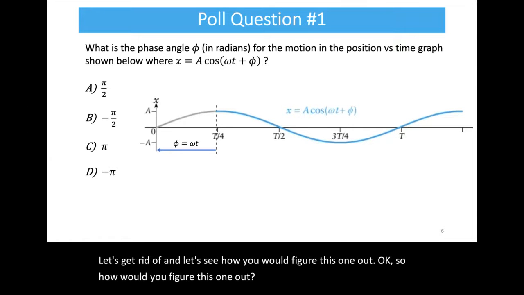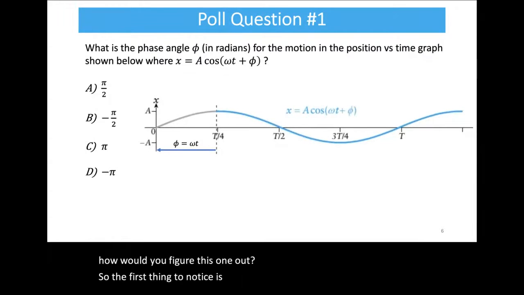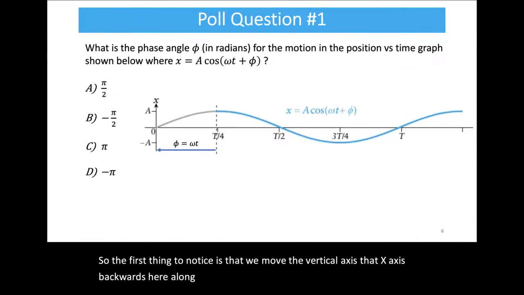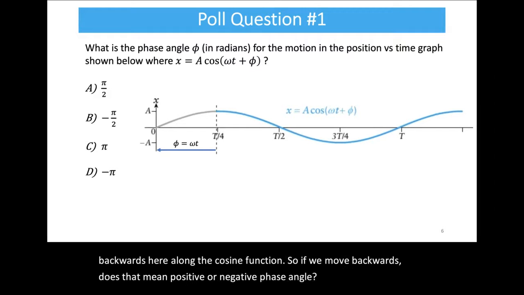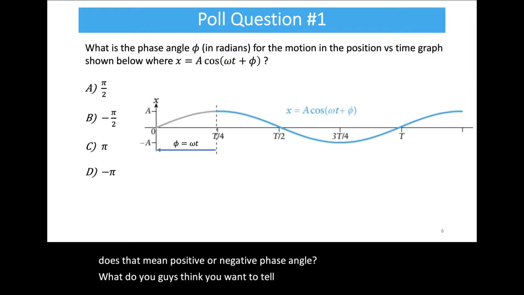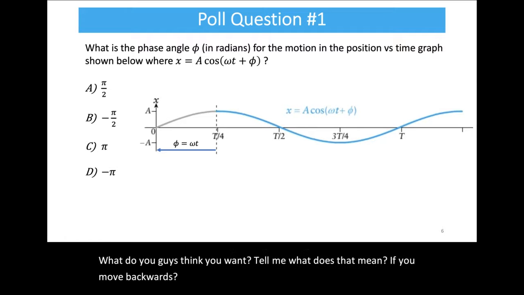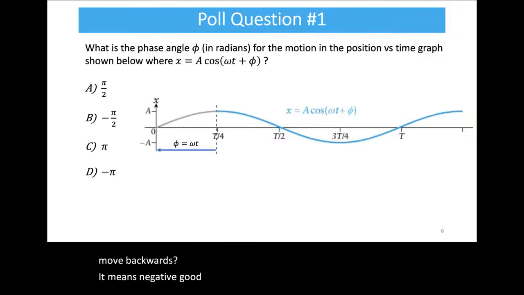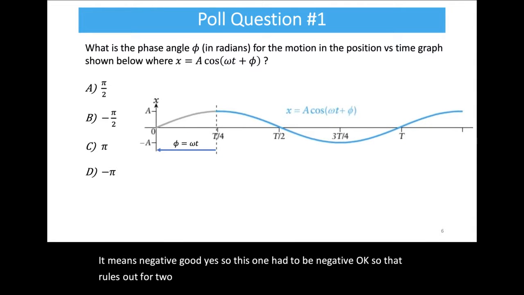So the first thing to notice is that we moved the vertical axis, that x-axis, backwards here along the cosine function. So if we move backwards, does that mean positive or negative phase angle? What do you guys think? Anyone want to tell me? What does that mean if you move backwards? It means negative. Good. Yes. So this one had to be negative. Okay, so that rules out two of our answers.